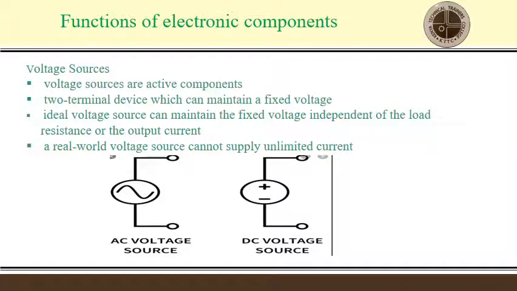We are now going to tackle each individual electronic component in detail, and we are going to begin with voltage sources. As earlier indicated, voltage sources are active components. They are two-terminal devices which can maintain a fixed voltage. An ideal voltage source should be able to maintain the fixed voltage independent of the load resistance or the output current. This is, however, not attainable in the real world, as a voltage source cannot supply unlimited current. What we have below here in our slide are the symbols for an AC voltage source and a DC voltage source.